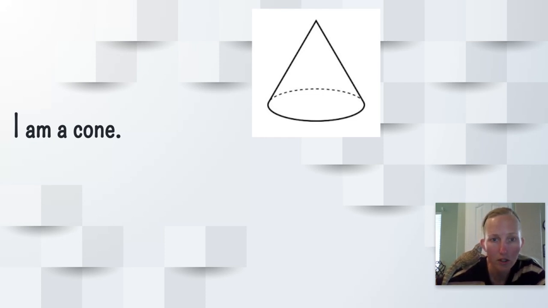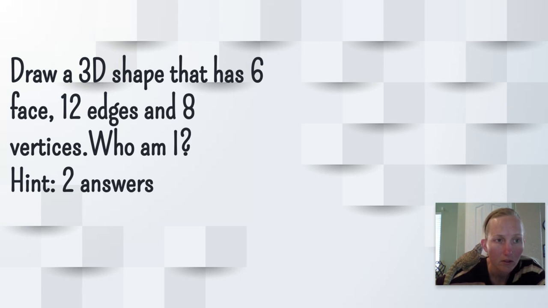All right, let's try another one. Got your pencil and your paper ready? Here we go. Draw a 3D shape that has 6 faces, 12 edges and 8 vertices. Who am I? There's 2 answers. There's 2 3D shapes that have this one.